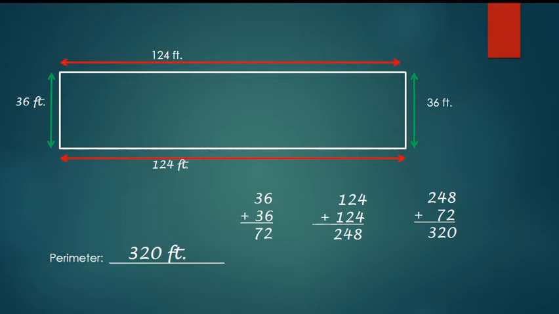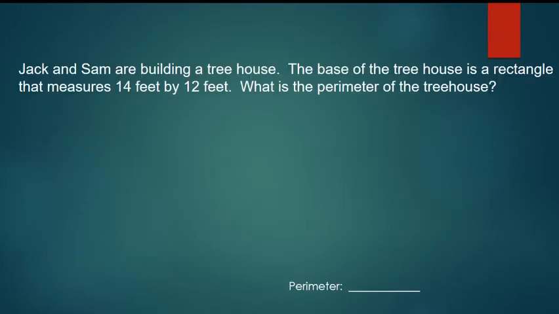Let's look at what we did. We added both of the lengths plus both of the widths. And when we put those together, we ended up with the perimeter. That's the formula for finding the perimeter of a rectangle. So let's use that formula as we work out this word problem.